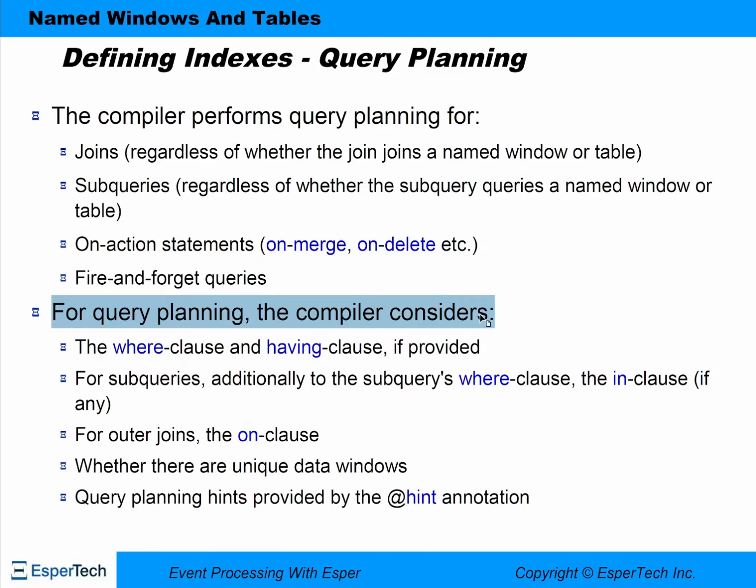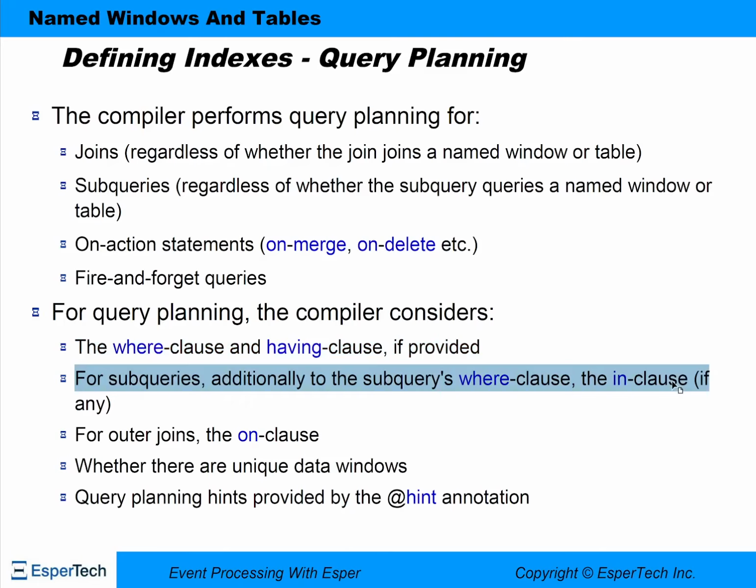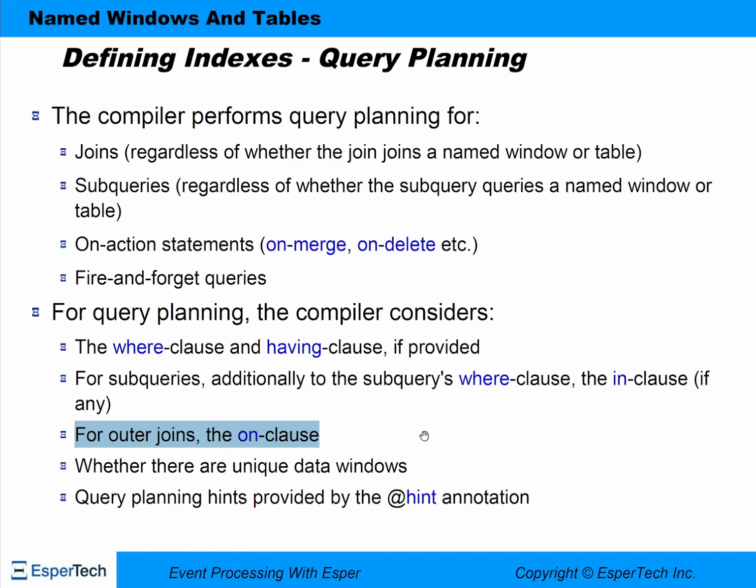For query planning, the compiler considers the following. The compiler considers the where clause and the having clause, if provided. The compiler considers, for subqueries, additionally to the subquery's where clause, the in clause, if any. The compiler considers, for outer joins, the on clause. The compiler considers whether there are unique data windows. The compiler considers query planning hints provided by the @hint annotation.